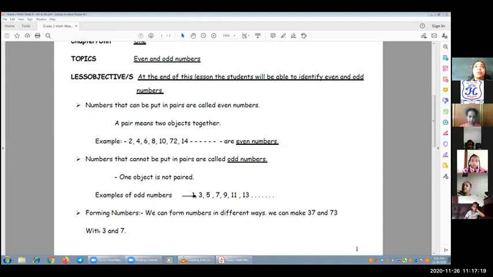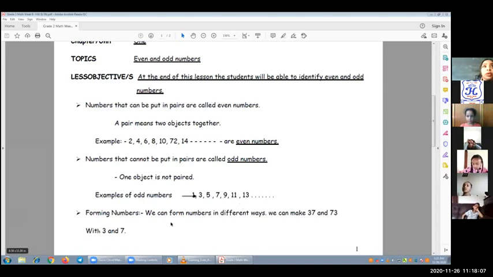So even numbers are numbers that can be put in pairs, and a pair means two objects. Can you hear me, Meba? Numbers that cannot be put in pairs are called odd numbers. I told you before, right? A pair means two things. For example, 2, 4, 6, 8, 10, 12, 14 are even numbers. Numbers that cannot be put in pairs are called odd numbers. For example, one object is not paired. Example, 1, 3, 5, 7, 9, 11, and 13.